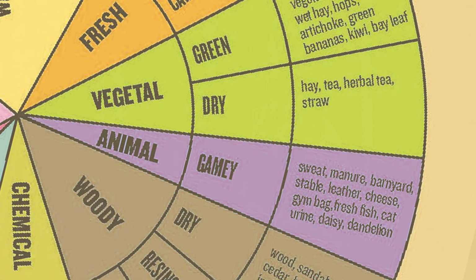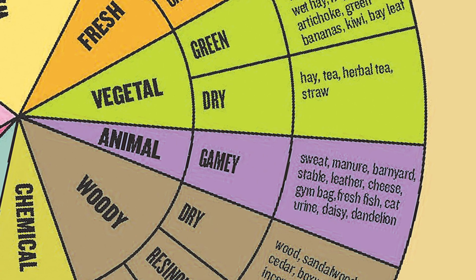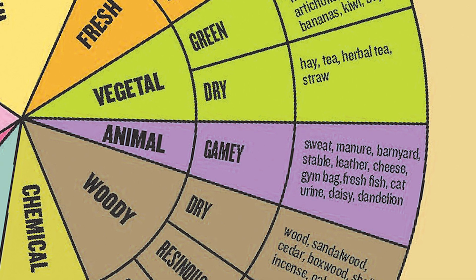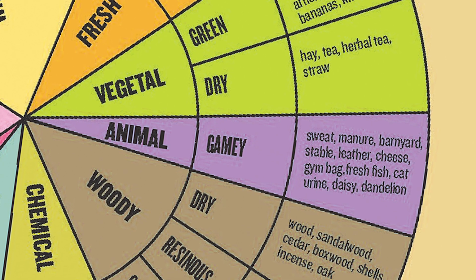The next category is the animal category. So when we describe a honey as being animal, we're thinking of things that are gamey. Horse barn, pigsty, it can be human sweat. We can even say gym socks. Any kind of honey that is very gamey or super intense usually.